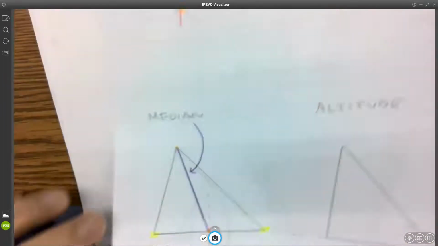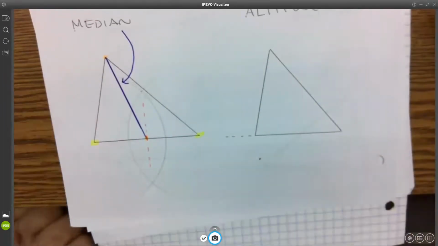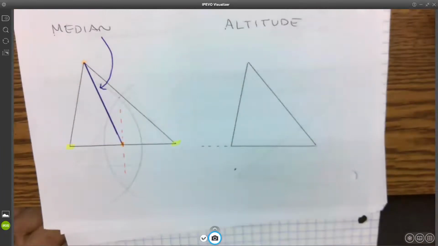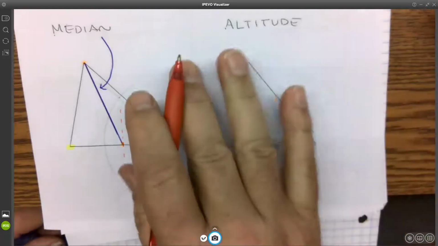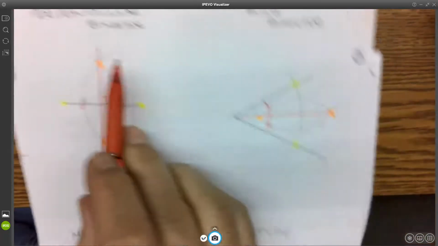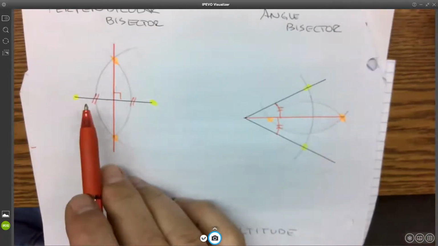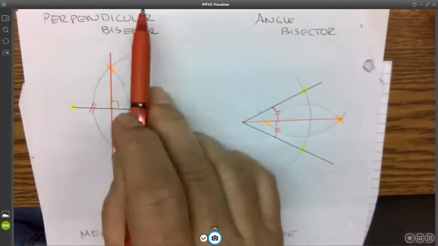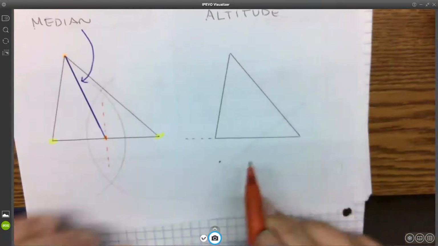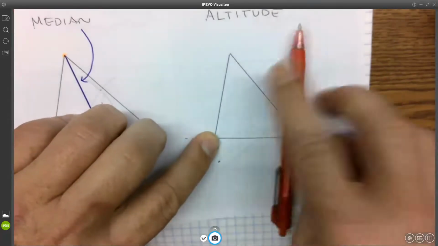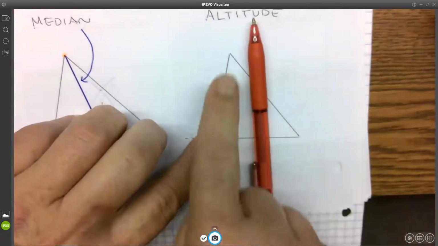All right, let's go back to the notes side for altitude. What's the altitude? Based on what we've been doing here, you know it's going to involve the perpendicular bisector. Are we going to be using the perpendicular nature or the bisector nature? Perpendicular. But the problem is if I do a perpendicular bisector here, it's going to go there. It's not going to go through my vertex.